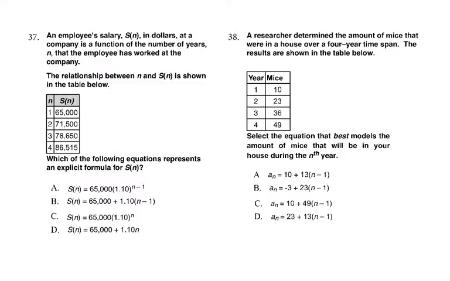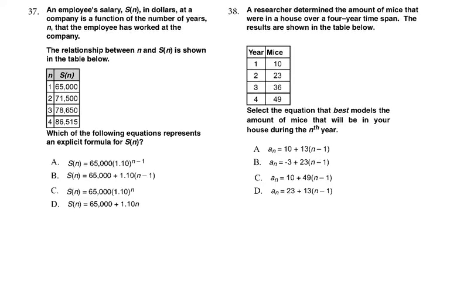Okay, number 7. An employee's salary estimate in dollars at a company is a function of the number of years, n, that the employee has worked at the company. The relationship between n and S(n) is shown in the table below. So input of years, output of salaries. Which of these equations matches this?